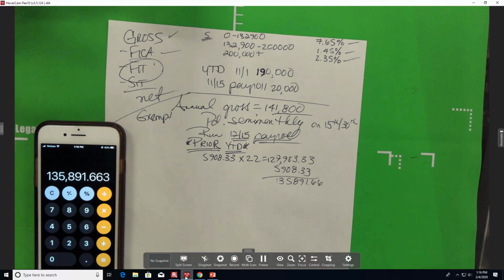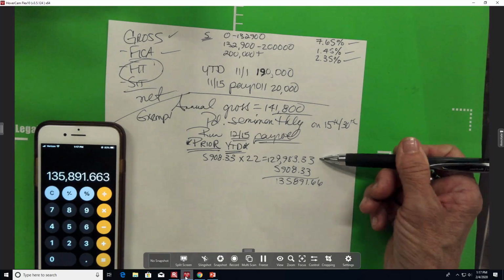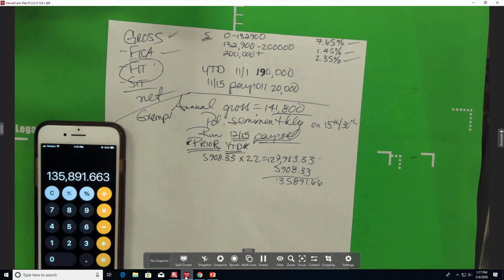So you need to figure out part of that. Okay, first off, let's just do the easy part. How much of the 5908.33 do I need to pay HI on? All of it. That doesn't cap. The second question is, how much of the 5908.33 does she have to pay OASDI on? And the answer to that is just the difference from this up to the 132.9, right? All right, so see if you can figure that out.